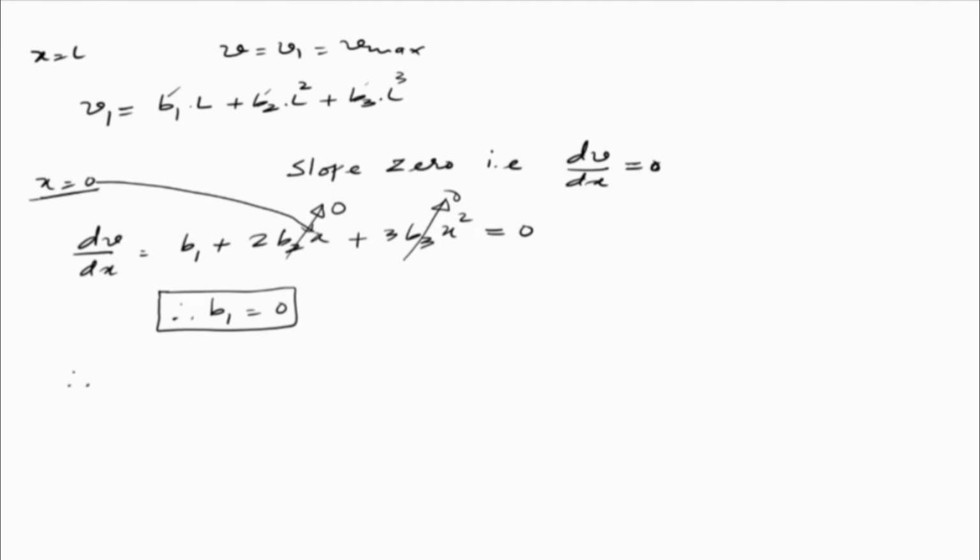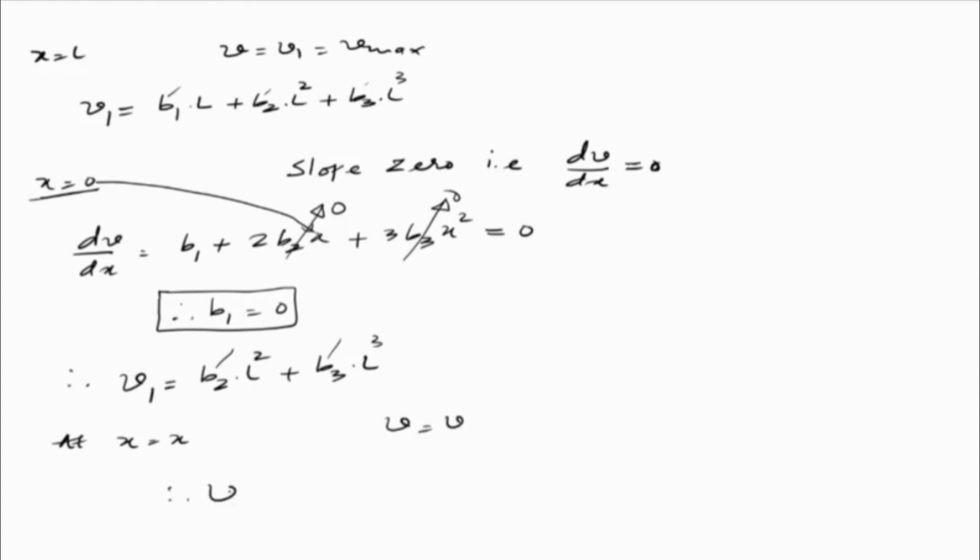Now therefore my V1 equation reduces, as this B1 is 0, 0 multiplied by L will become 0. Therefore my V1 equation is B2 into L square plus B3 into L cube. So this is my final V1 equation. Once again, in this equation I have to find B2 and B3. Once I get the values of B2 and B3, I will be able to get the value of V1, which is equal to PL cube divided by 3EI. We'll check that.